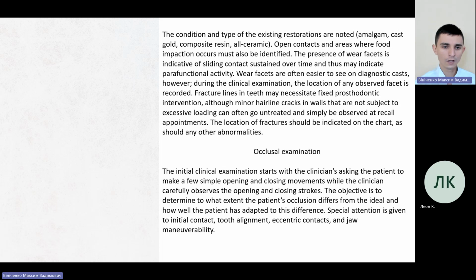Occlusal examination. The initial clinical examination starts with the clinician asking the patient to make a few simple opening and closing movements while the clinician carefully observes the opening and closing strokes. The objective is to determine to what extent the patient's occlusion differs from the ideal and how well the patient has adapted to this difference. Special attention is given to initial contact, tooth alignment, eccentric contacts, and jaw maneuverability.